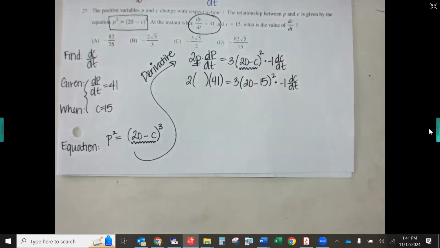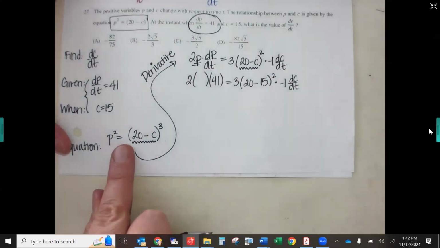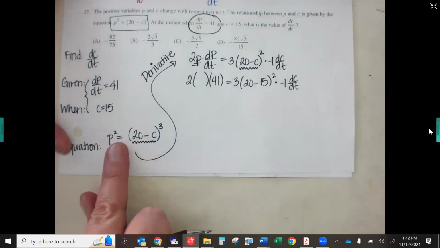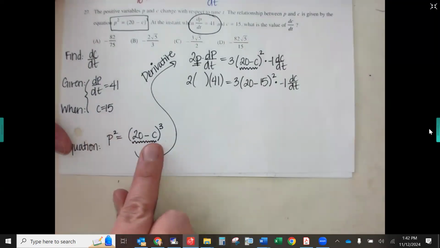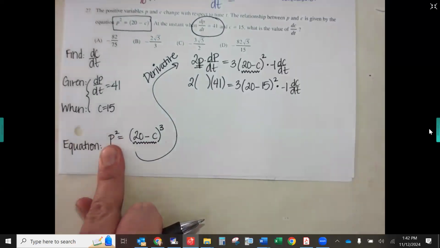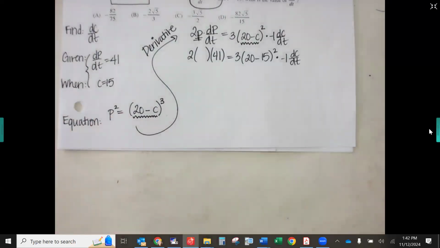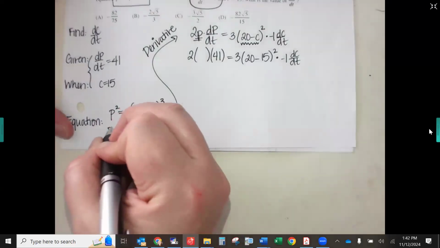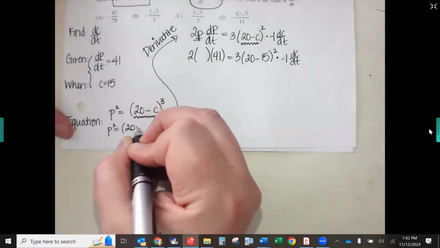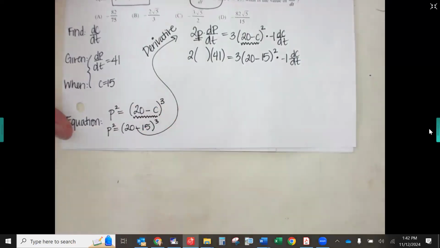Okay, then when I get to this point, I see that there's a P that's missing, and it's not what I'm supposed to be looking for. So we need to go back and find what this P is. Where do you go back to if you're missing information? The original. Very good. So I'm going to come back to right here, and I'm going to say, okay, well, if I know that my C is a 15, will that help me find P? Just like if they give you one leg of the triangle but not the other, right? So we're going to do P squared equals 20 minus 15 cubed.